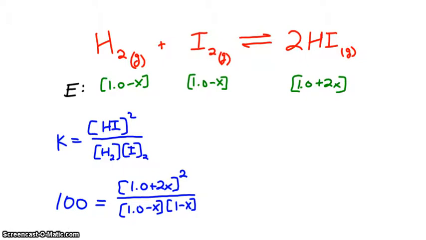Now, to determine the equilibrium concentrations of each of the chemical species, I need to figure out what x is. If I can figure out what x is, then I'll be able to determine the concentration of each of the chemicals at equilibrium. Using this equilibrium expression, where we have substituted in the equilibrium constant and the equilibrium concentrations, I can solve this for x, substitute x into each of these concentrations, and then determine the equilibrium concentration.